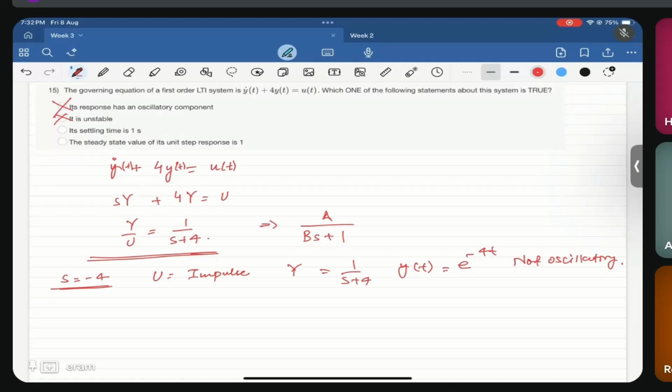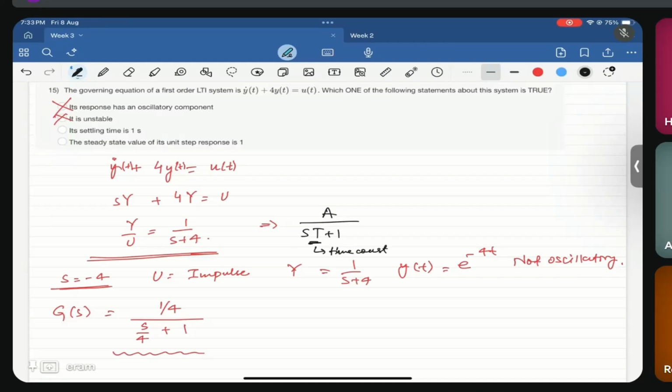So for this one, let's call it G(s). If we divide the numerator and denominator by 4, we will get 1 by 4 divided by s by 4 plus 1. So we got the standard form. So what is the coefficient of s here? Because time constant, let's write it the standard way. So what is the coefficient of s? This is the time constant.